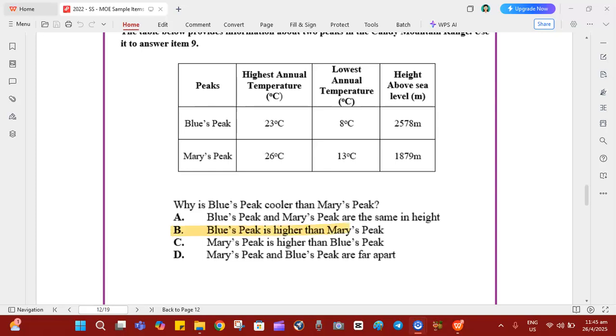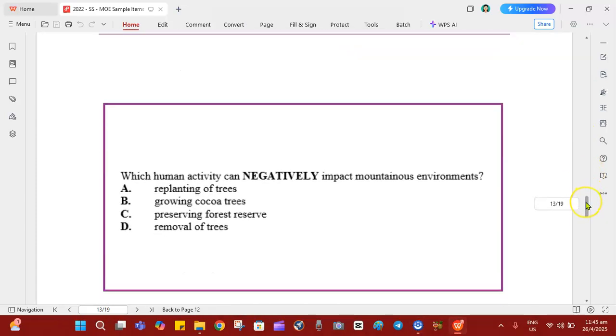Blue Mountain Peak is higher than Mary's Peak. Let's move on to the next item. It says, which human activity can negatively impact the mountainous environment? A says replanting of trees. No, that's good. B says growing of cocoa trees. That helps. C says preserving forest reserve. That is great to do. D says removal of trees. So D is the negative one. Removing of the trees would negatively impact the environment in the mountains.